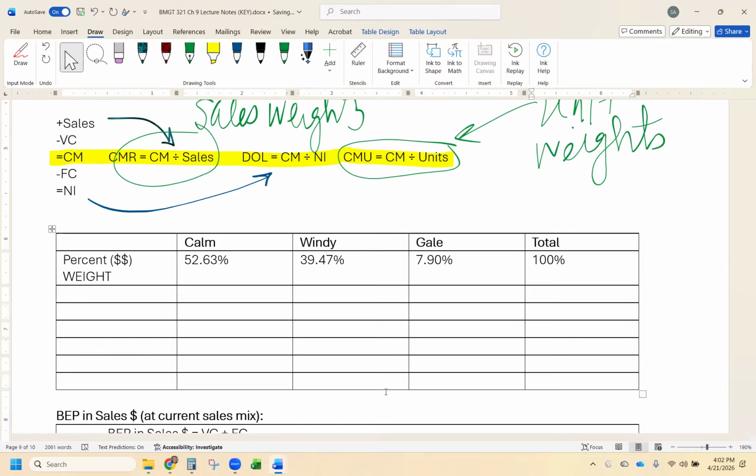Now I just need to multiply those by the CMR, and that will give me the weighted average. So the CMR for calm, it tells me, and this is given in the problem, is 20%. And the CMR is the contribution margin divided by sales. And for this windy, it's 25. And for gale, it's 10. Oops. I keep doing dollar signs instead of percents.